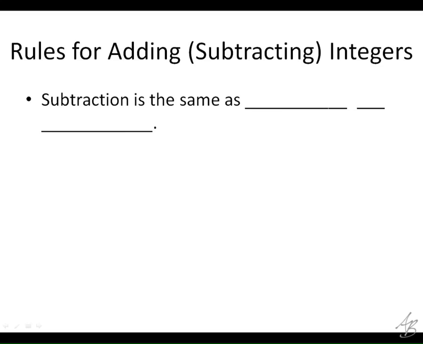The very first one says subtraction is the same thing as blank, and there's actually 3 blanks there. This is an important thing to remember, and I kind of gave you a hint here when I said rules for adding, and then I put subtracting in parentheses. So subtraction is really the same thing as adding. I kind of gave part of it away. As what? Subtraction is the same thing as adding a negative. You guys remember that?